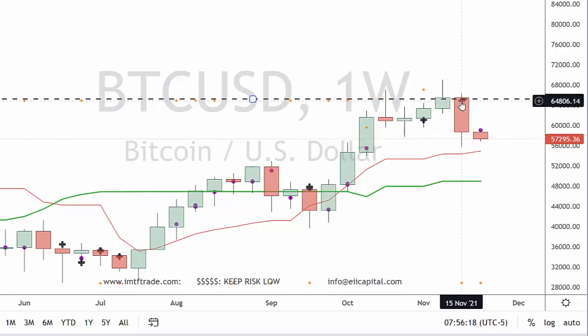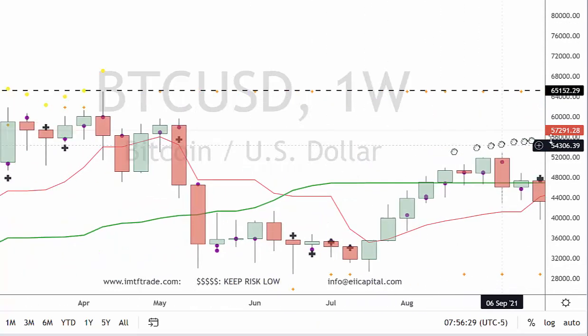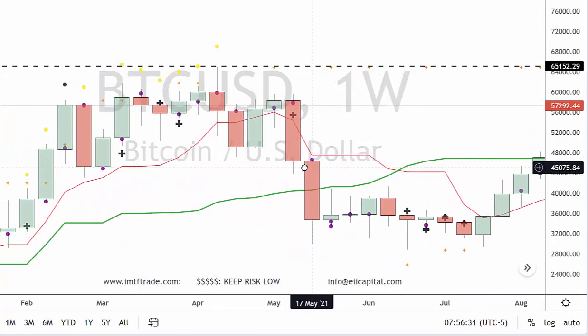So here we had a cross that developed at the beginning of the week. Price went below it, closed below it. This now designates the high for Bitcoin for a while. If you look at last time, same thing happened.